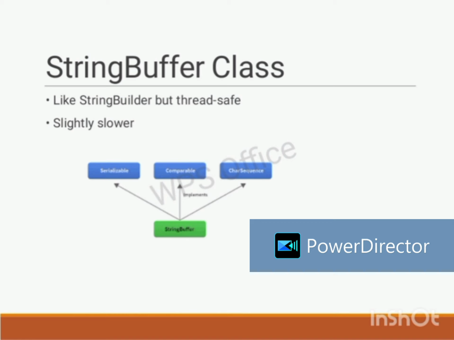Here's a comparison. String: immutable, thread safe by nature. StringBuilder: mutable, not thread safe, fastest. StringBuffer: mutable, thread safe, slightly slower than StringBuilder. So use StringBuffer only when you actually need synchronization. Otherwise, prefer StringBuilder for better performance in most applications.